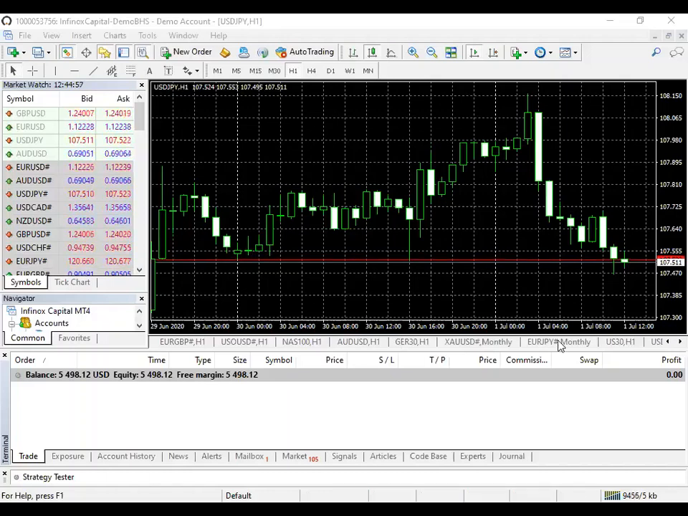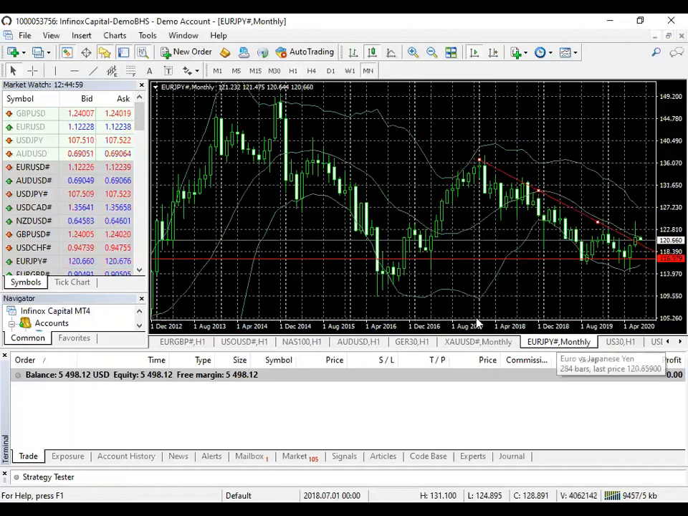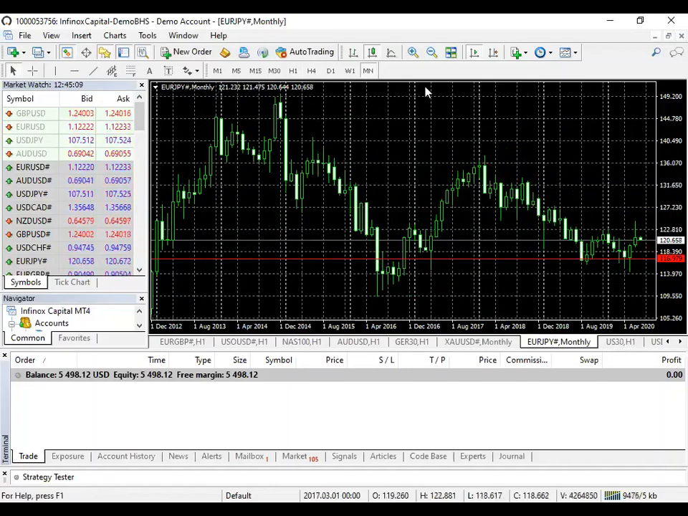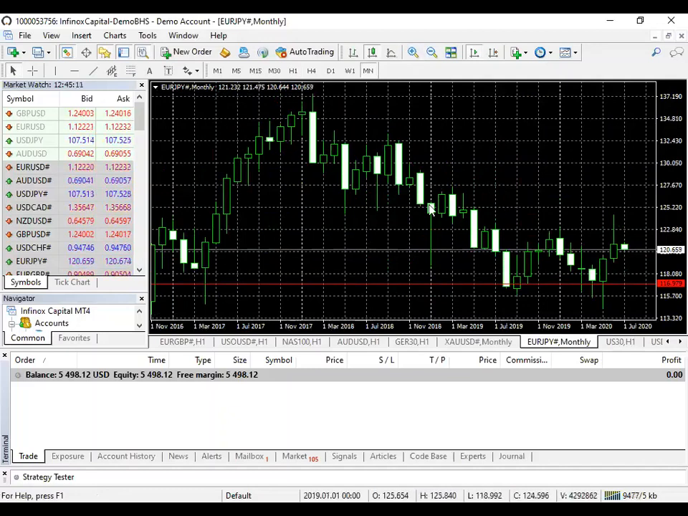Let's do Euro JPY. Let's go to Euro JPY. Let me remove some of these indicators so we don't get confused. All right, good. Let me increase this. Okay, so this is the monthly chart for Euro JPY. On a long term, we can see that each of these candles has a month's movement within it.